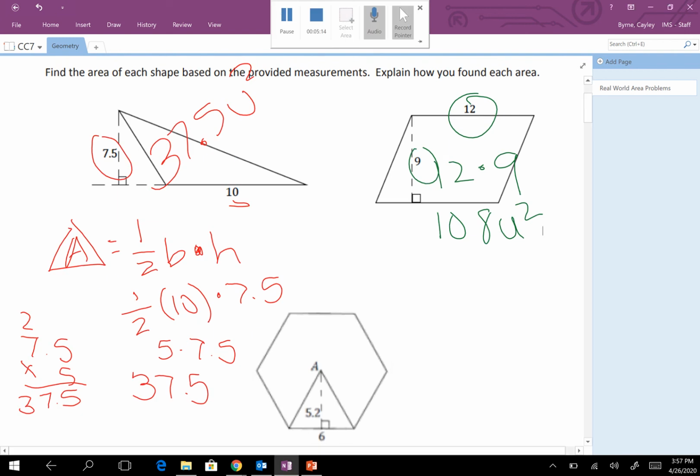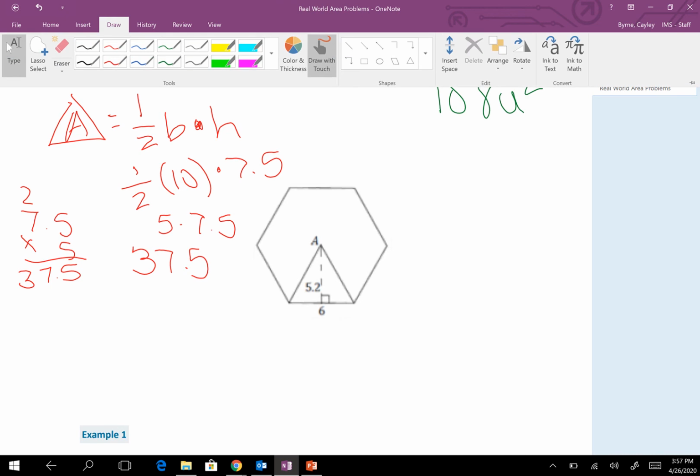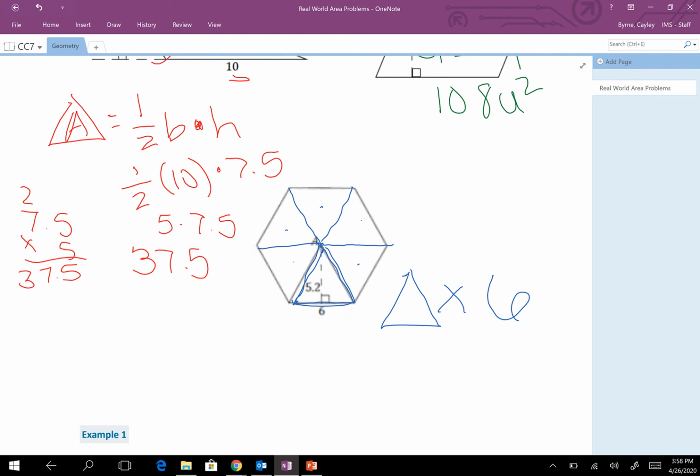All right, so now we're going to go down to this one. Okay, this one's a little bit tricky, but it's actually not as tricky as you might think, because if I can figure out the area of this triangle, well, if I break this whole shape up, all of these triangles are the same. So if I find the area of this one and then multiply it, so the one triangle times 1, 2, 3, 4, 5, 6, I'm going to figure out the total area.